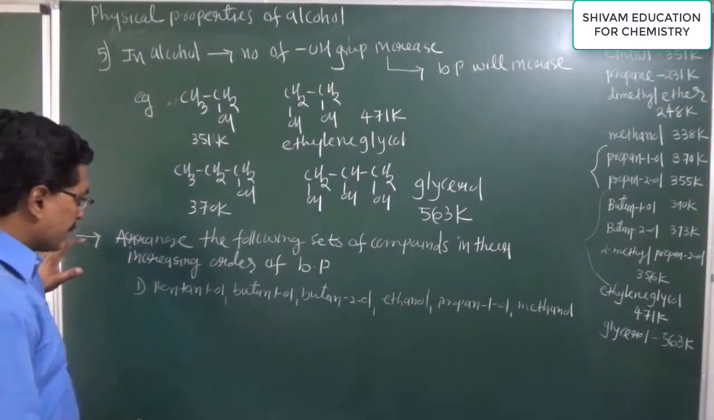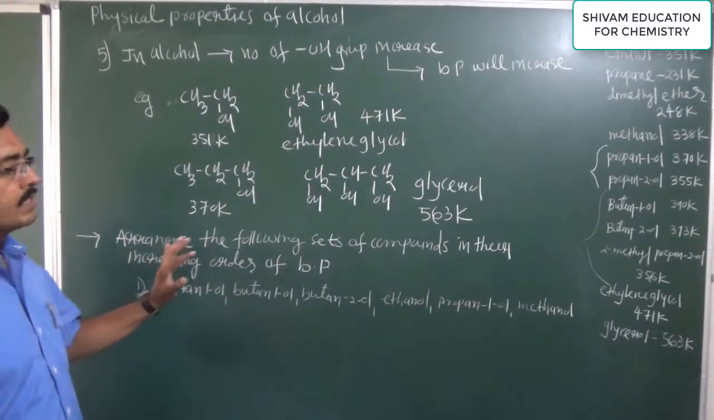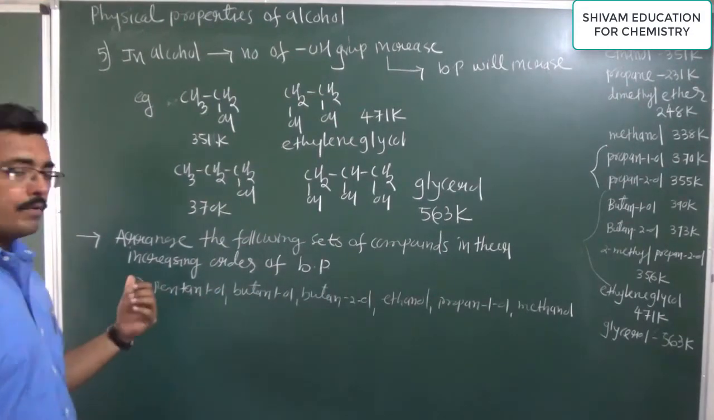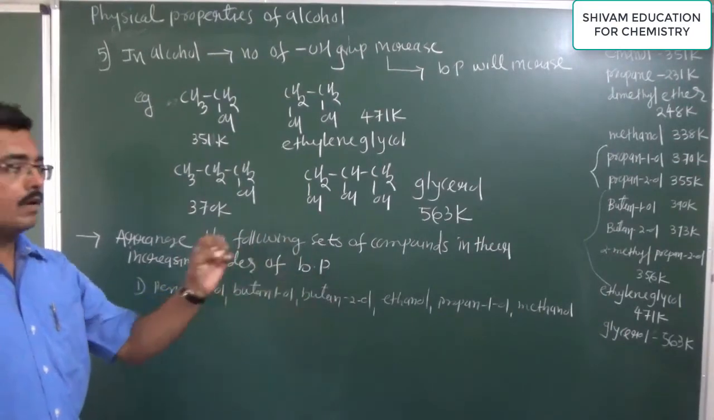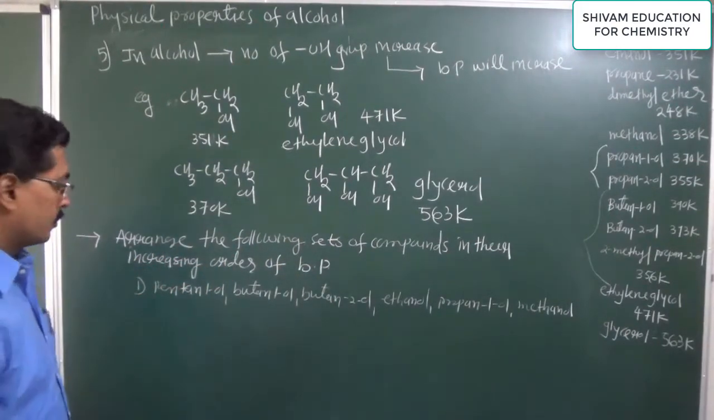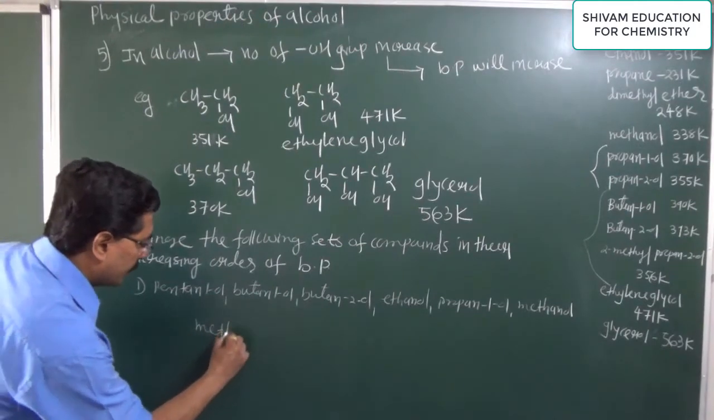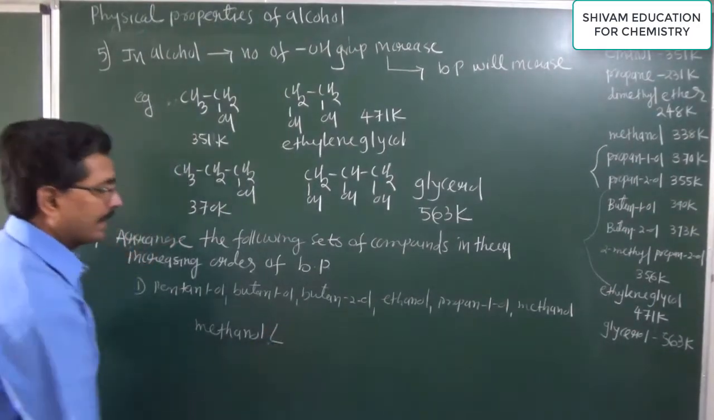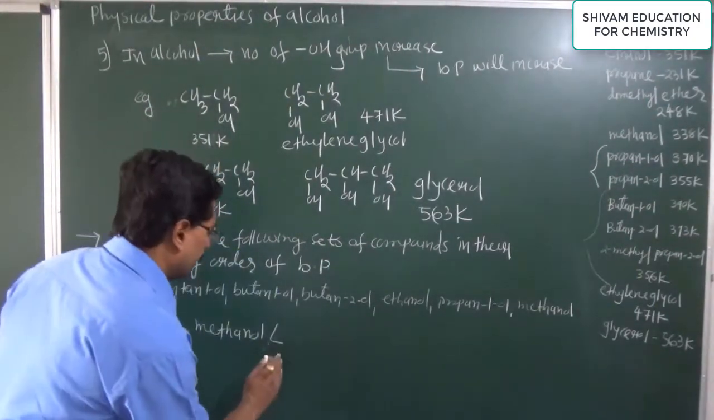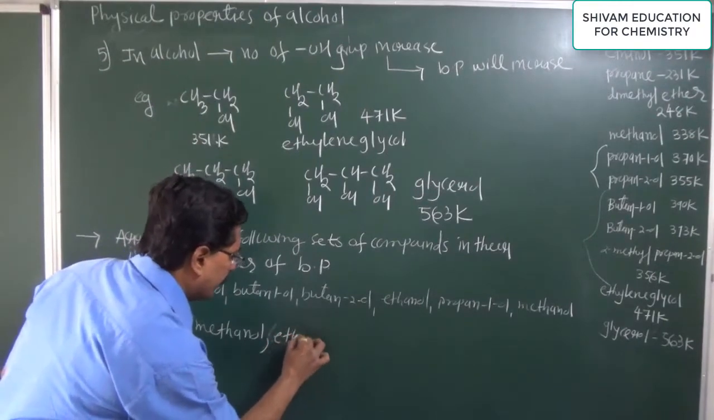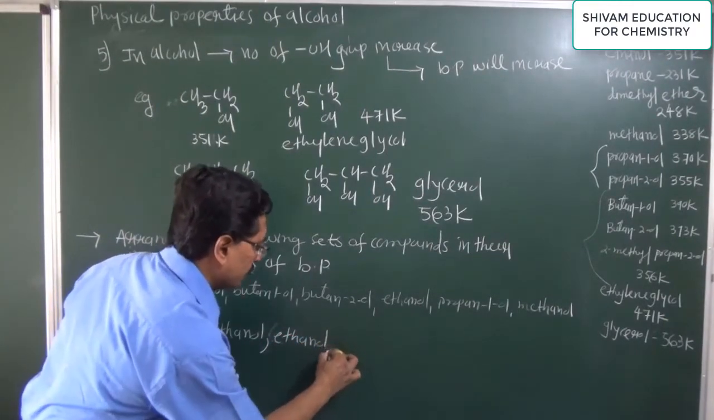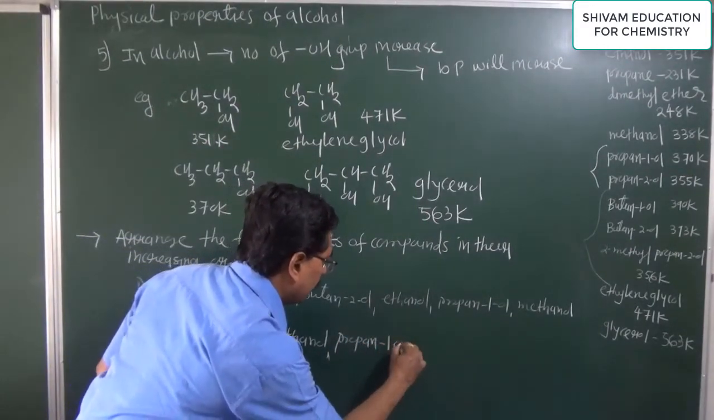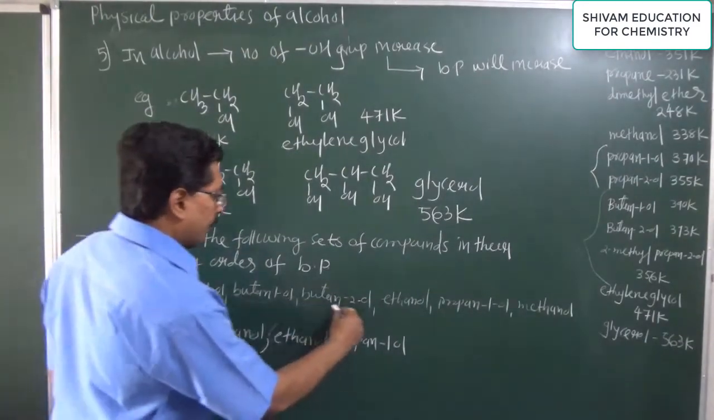Now, exercise based on this, arrange the following set of compounds in their increasing order of boiling point. Out of these, the one whose boiling point is highest will come last and lowest will come first. So first we can write that out of this only one carbon containing methanol. After this methanol, we can take a 2 carbon containing ethanol. After this, we have to write a 3 carbon containing propane-1-ol. Now after propane-1-ol, 4 carbon containing butane-1-ol and butane-2-ol.